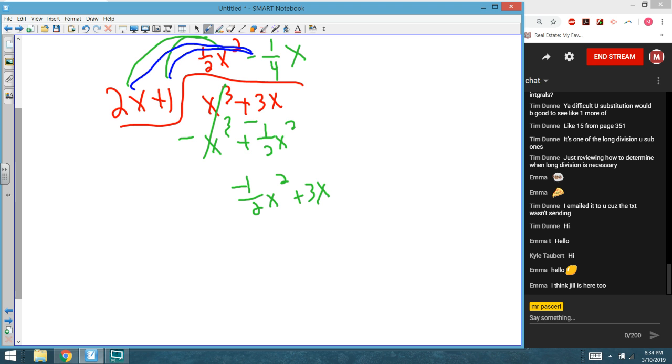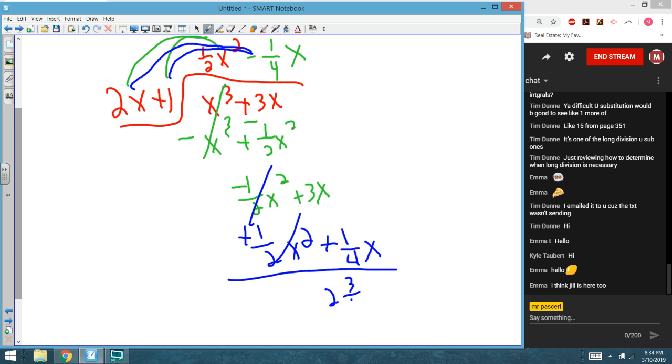So I got negative 1/2 x squared minus 1/4 x. And then I'm going to subtract, so I'm really going to add. So I'm subtracting negatives. Gone, gone. 3x minus 1/4, I don't know, 2 3/4 x. Weird that it's a mixed number, but it works. And then that needs to be divided. So it's coming out really ugly, right?